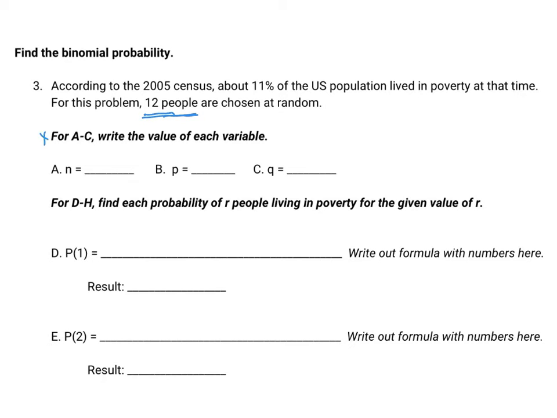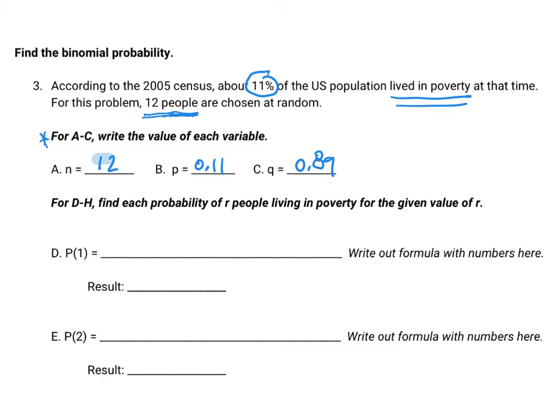And then here it says, in A through C, we're just going to write the value of the variables. So these are the variables that we use when we're solving these binomial problems. For us, the number of people that we're working with is 12. We just said that. Remember, P is the probability of success, and for us, lived in poverty, I know it sounds weird, but lived in poverty is a success. So we're going to use 11%, but let's put that in as a decimal because that's how we'll have to use it when we do the calculations. If 11% live in poverty, then what is that? 89% do not live in poverty. So that would be 0.89.